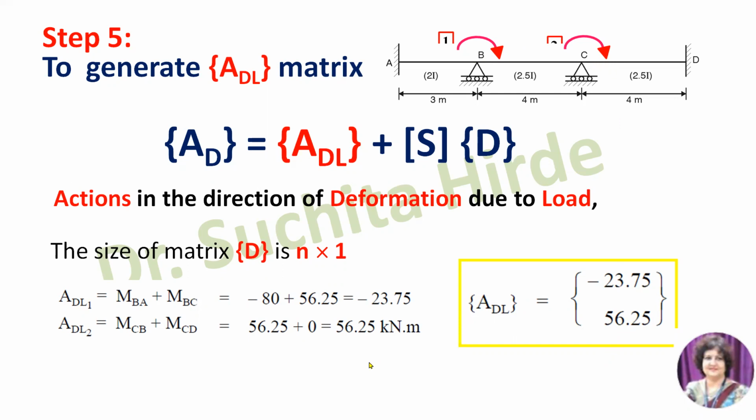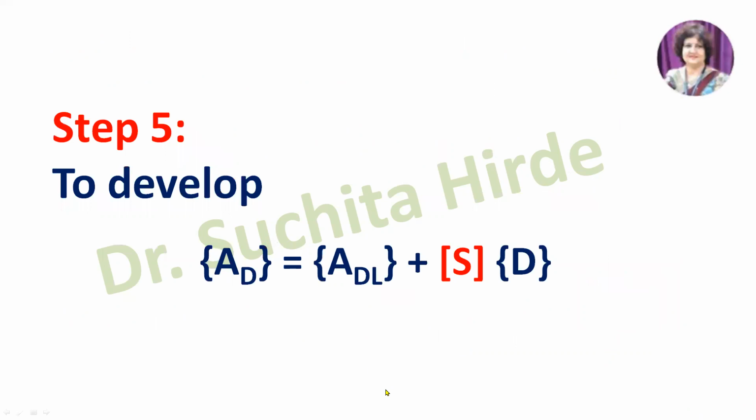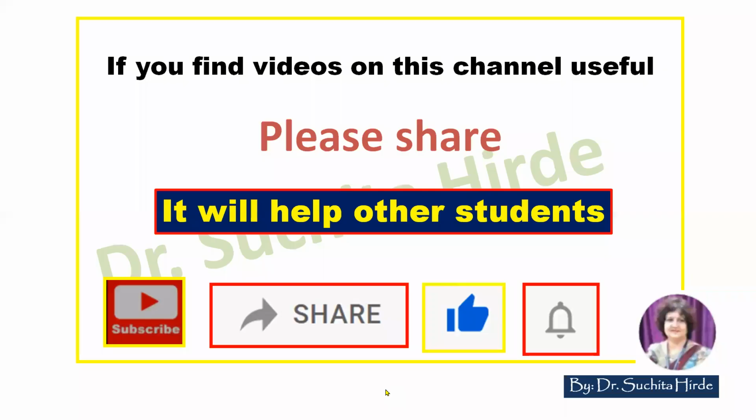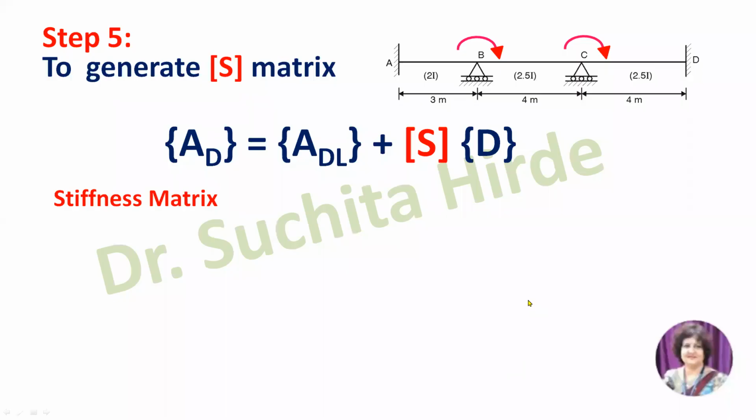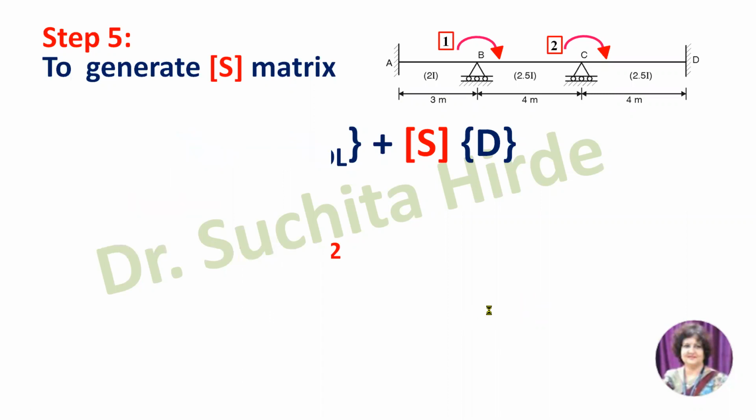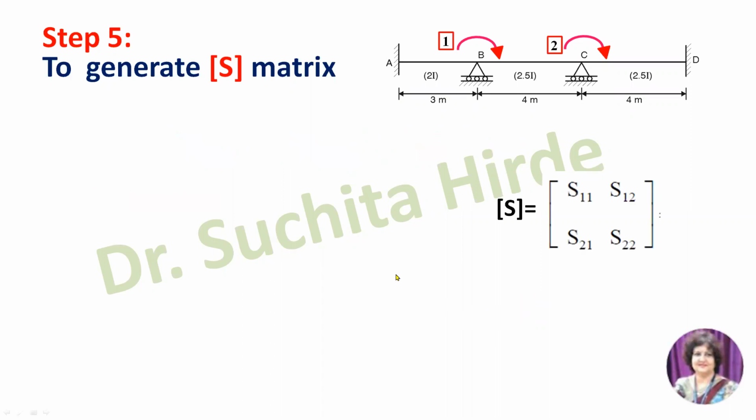Then next is to develop the stiffness matrix. So this is the most important matrix. Let us see how to develop the stiffness matrix in this case. Now in this beam, since there are two unknown displacements, theta B and theta C, the size of the stiffness matrix will be 2 by 2. Now let us see how to develop this stiffness matrix.